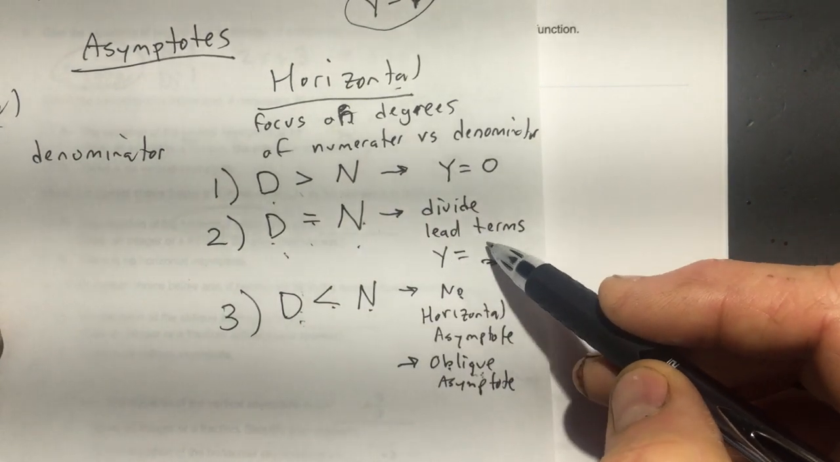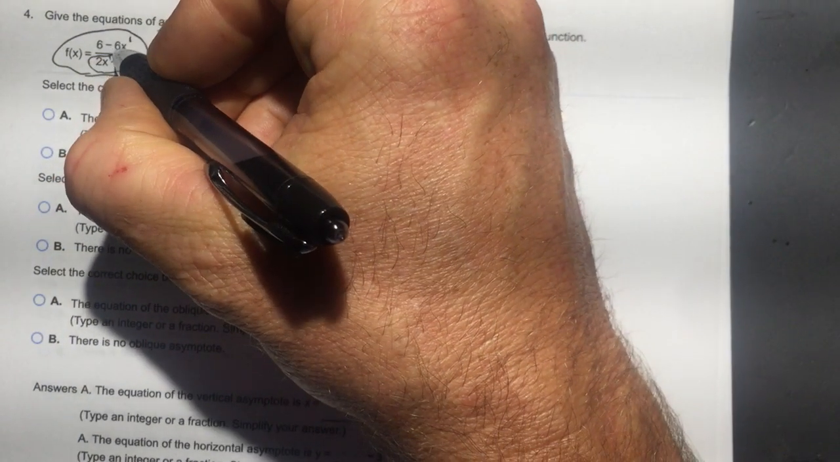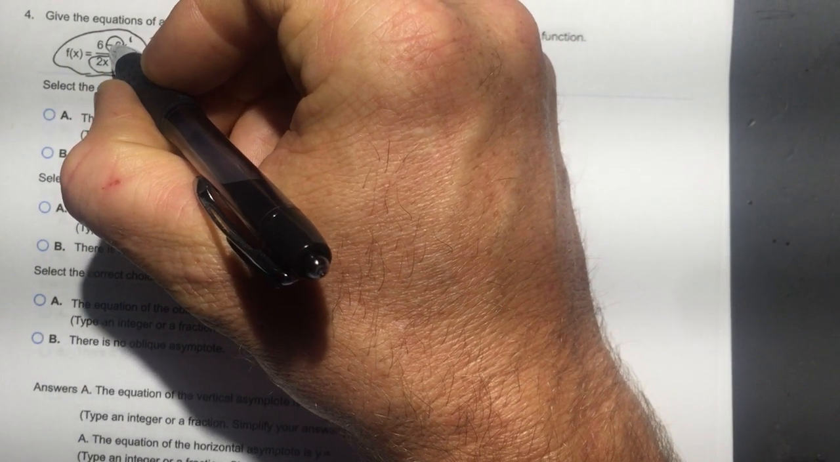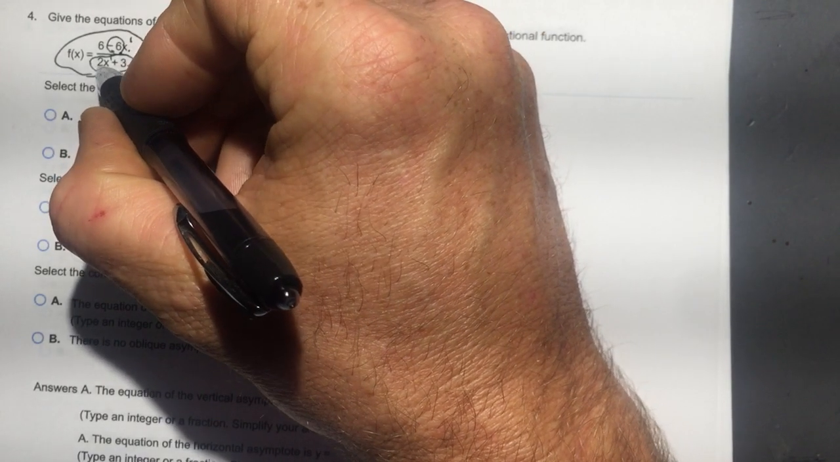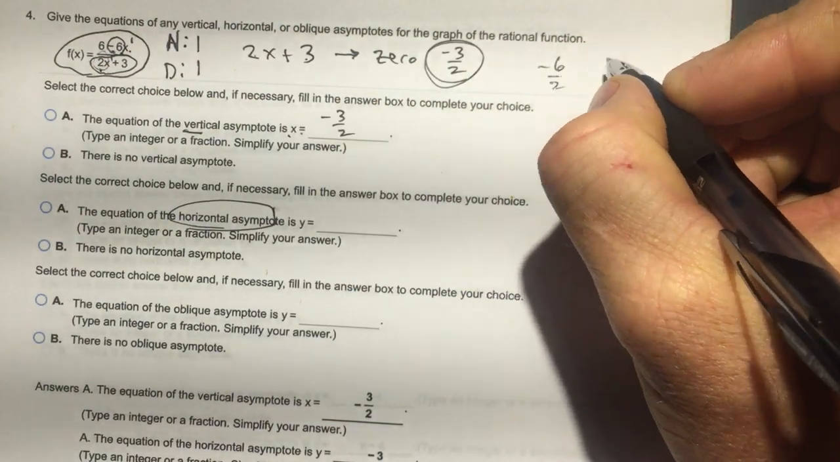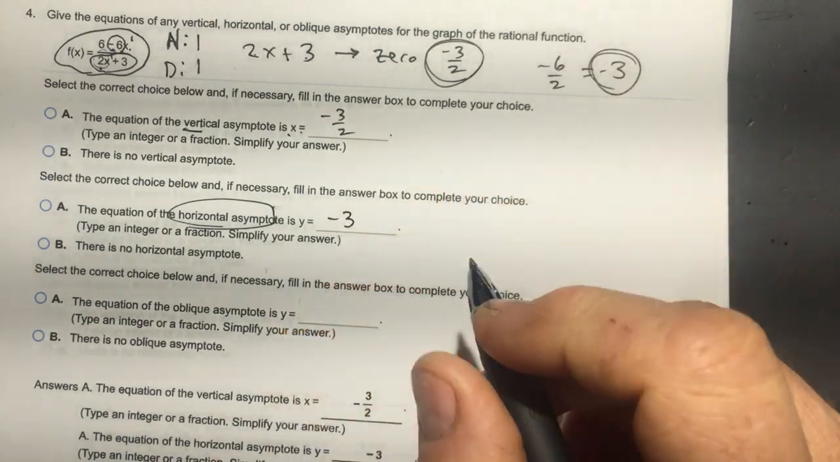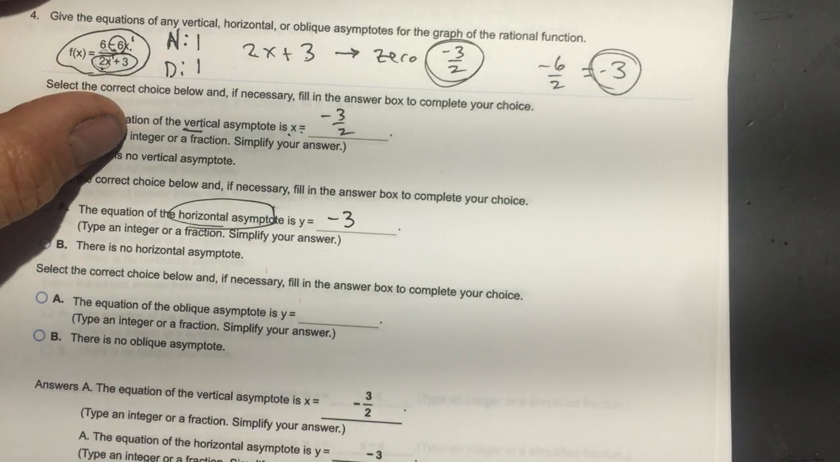So I divide those lead terms. This lead term is -6x, and this lead term is 2. So I'm going to do -6 divided by 2, which is -3. There's my horizontal asymptote, -3.